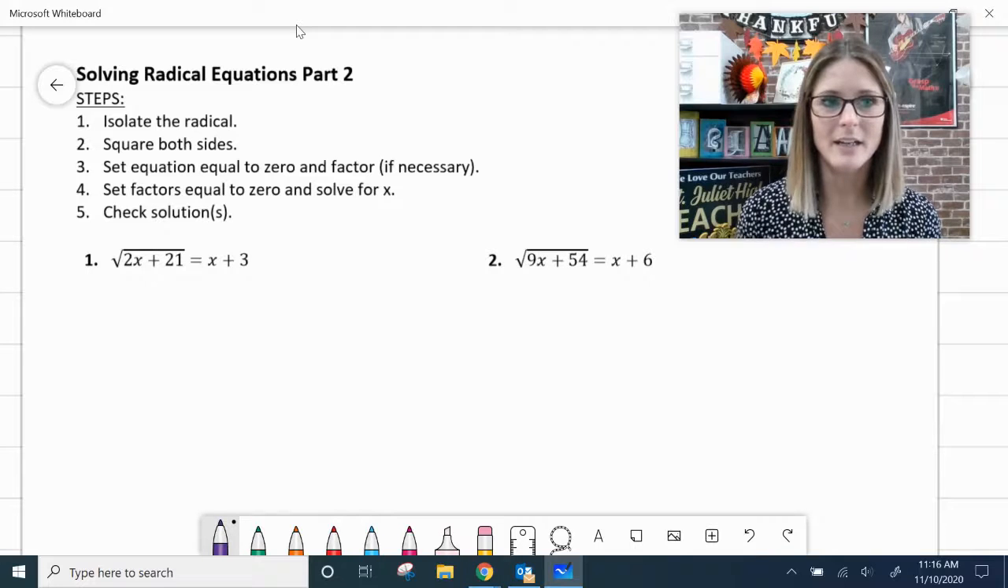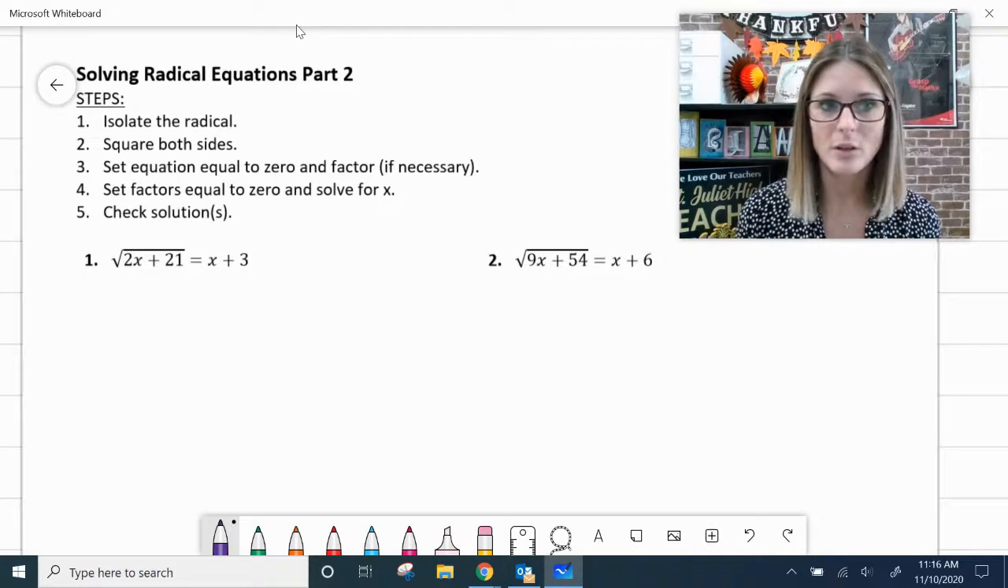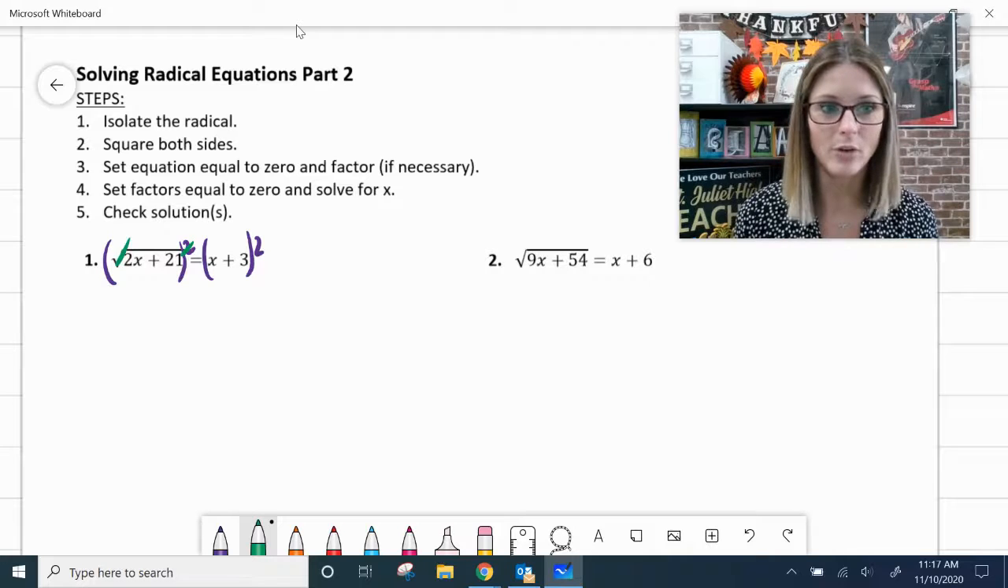Let's look at number 1. Number 1, isolate the radical. On the left side, the radical is already isolated. It is already alone on the left side. So I actually don't have anything to do for step 1 on example number 1. So I'm ready for step 2, which is square both sides. So the square on the left side will cancel out the radical and give me 2x plus 21.